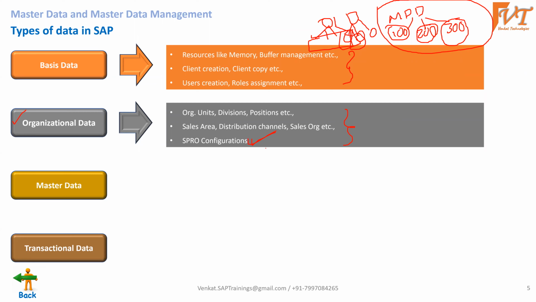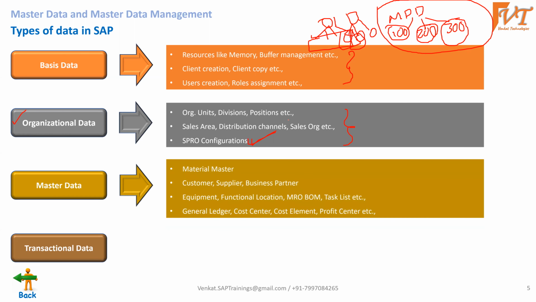If we do some configurations, those configurations can be transported to other systems when we are building a new system. And master data, we have just seen one real-time example. Coming to SAP, we have various types of master data available: material master, customer, supplier, business partner, equipment, functional location. All of these are various types of master data.